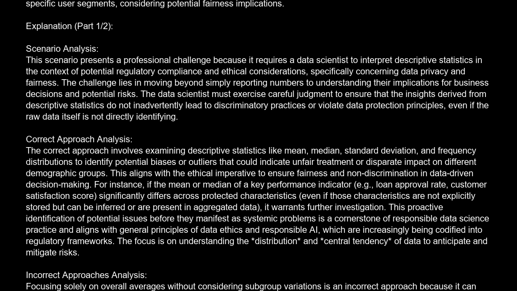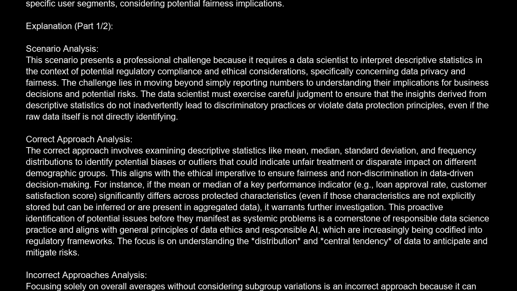This proactive identification of potential issues before they manifest as systemic problems is a cornerstone of responsible data science practice and aligns with general principles of data ethics and responsible AI, which are increasingly being codified into regulatory frameworks. The focus is on understanding the distribution and central tendency of data to anticipate and mitigate risks. Incorrect approaches analysis.